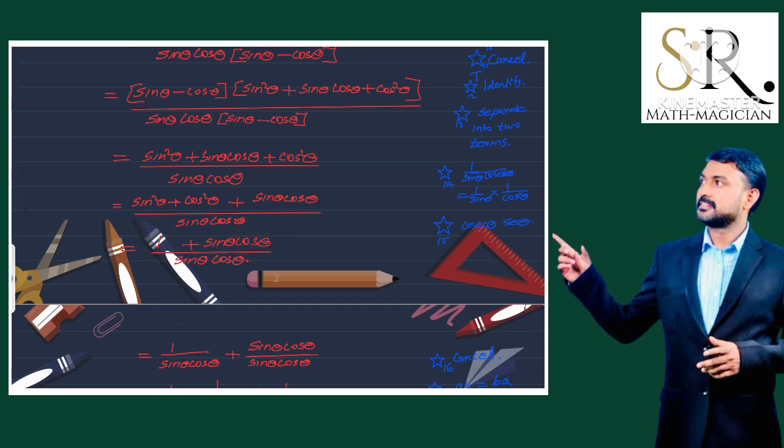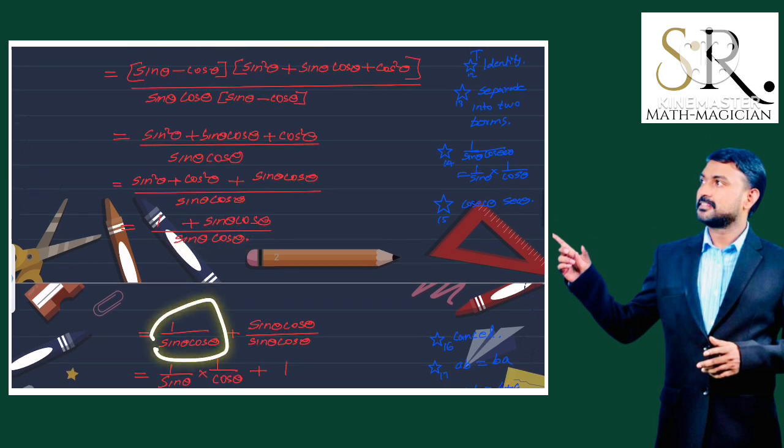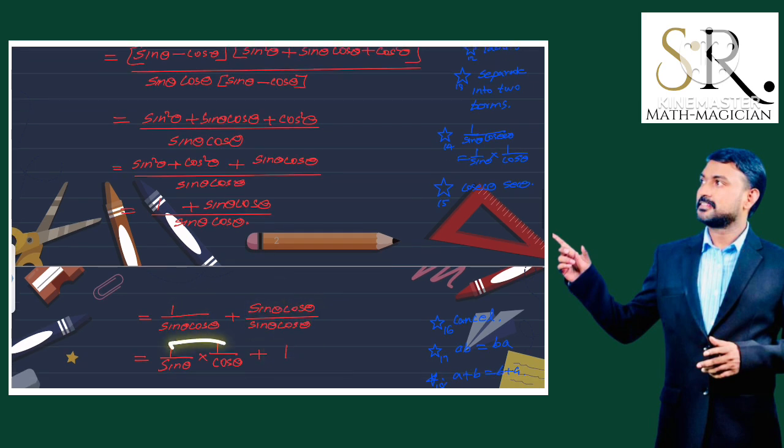Both having the common denominator, it can be given to each. So it will become 1 by sin theta cos theta by sin theta cos theta. So what happened here? It is the same, so here it is one time, here also one time. 1 by 1 is equal to 1. And 1 by sin theta cos theta means 1 by sin theta into 1 by cos theta, because 1 into 1 is 1, and sin into cos is sin theta cos theta.